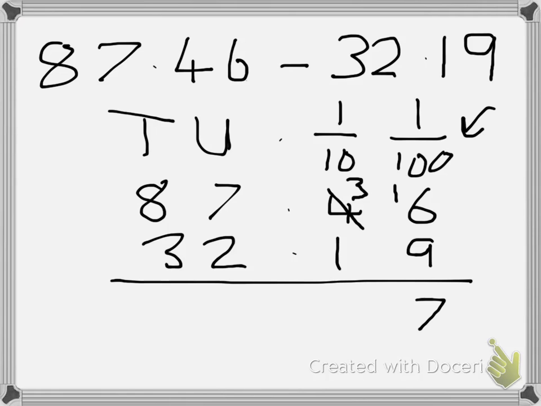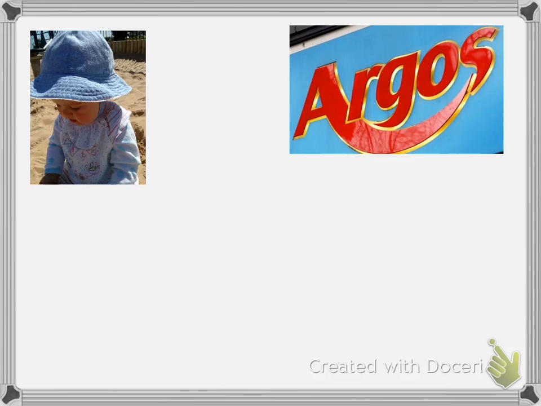Now this says 3 take away 1, well 3 take away 1 leaves me with 2. I've got my decimal point. I'm then going to have to look at 7 subtract 2, 7 take 2 away is 5, and 8 take away 3 is also 5. So I know that 87.46 subtract 32.19 is 55.27.